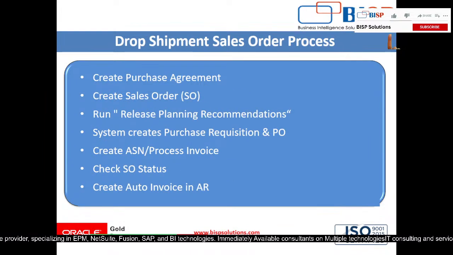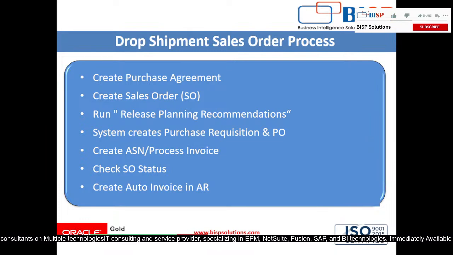And after that we can create the purchase agreement, right? Because without any agreement we cannot procure the item from our supplier, right? And after that we can create the sales order. So based on the sales order, the system creates the purchase requisition and the purchase order, right?